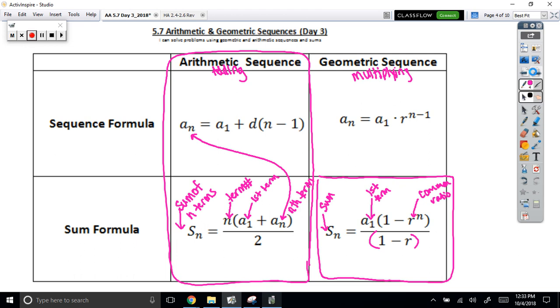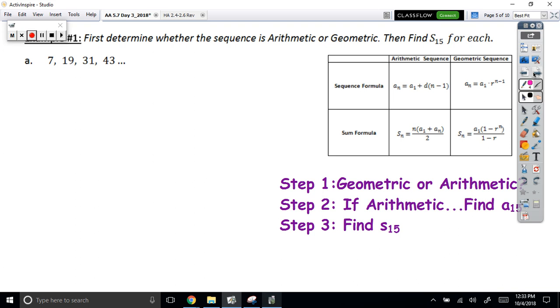So looking at our directions, they want us to first determine whether this sequence is arithmetic or geometric. So again, that's adding or multiplying. Then they want us to find S15, which is the sum of the first 15 terms. If you really want to, you could list out all 15 terms. If you don't like the formula, you could just figure out what's going on here, continue the pattern to get 15 terms, and then you could add them all up. You'll get the same answer. It just might take you longer.